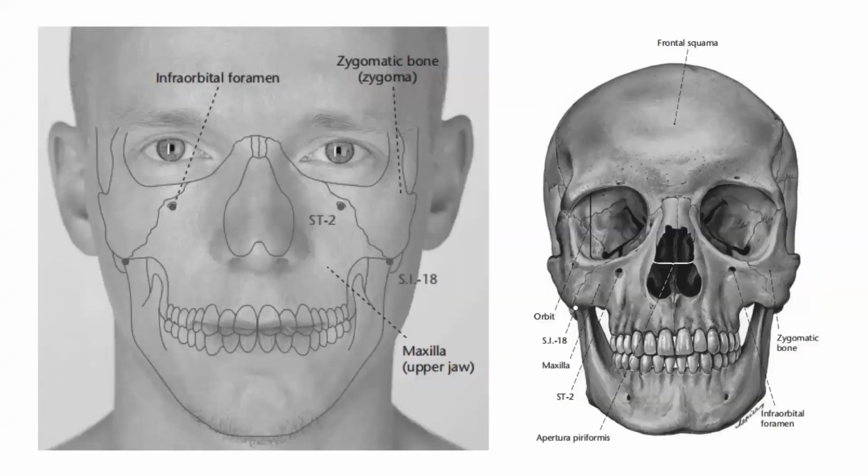Here is an illustration showing where the infraorbital foramen is, the zygomatic bone, the frontal squama, and the maxilla or the upper jaw.